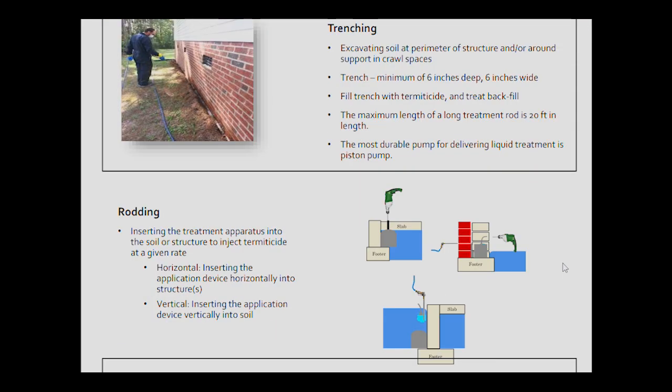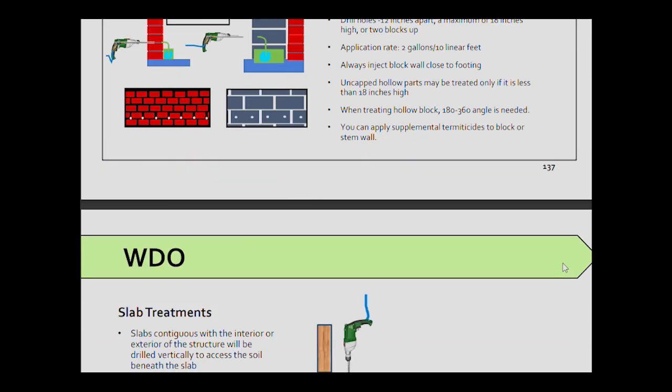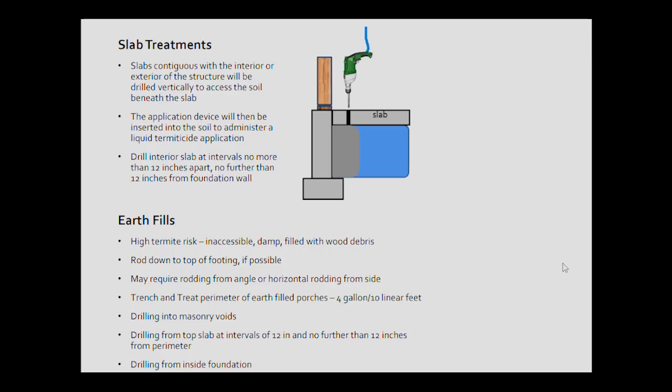Vertical soil treatments are applied to critical areas at what rate? Answer C, 4 gallons per 10 linear feet per foot of depth. Treatment of block voids are applied at what rate? Answer A, 2 gallons per 10 linear feet. Horizontal pre-construction soil treatments are applied at what rate? Answer B, 1 gallon per 10 square feet.